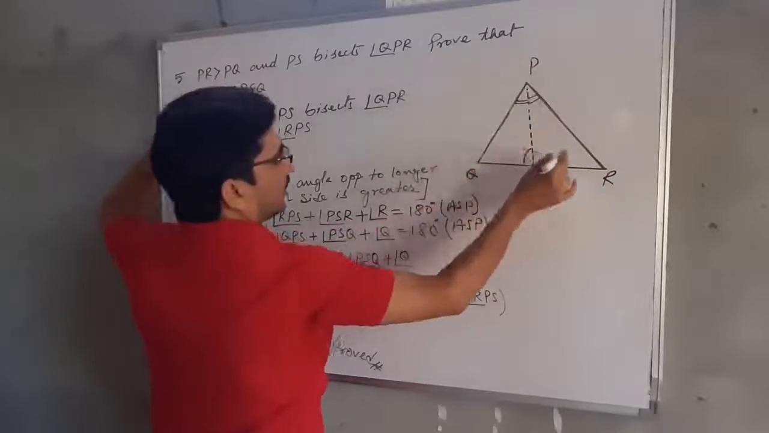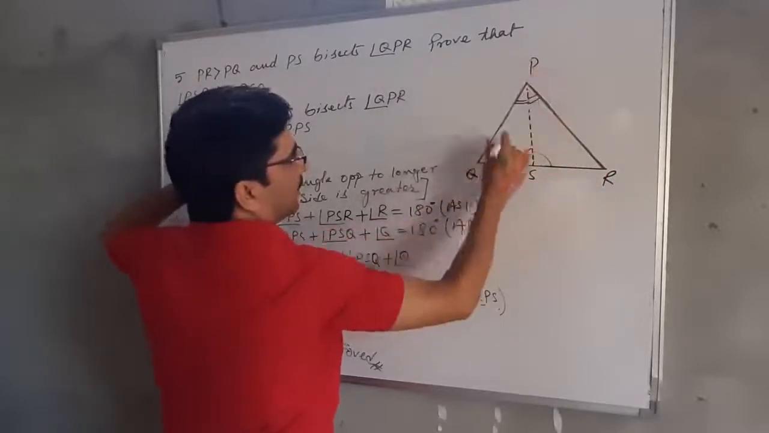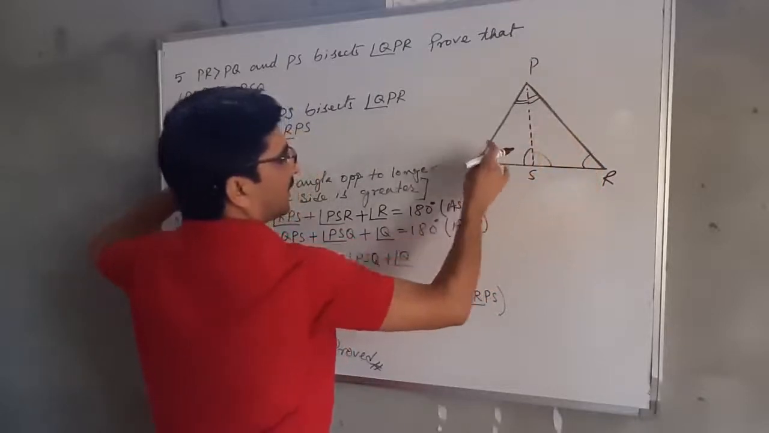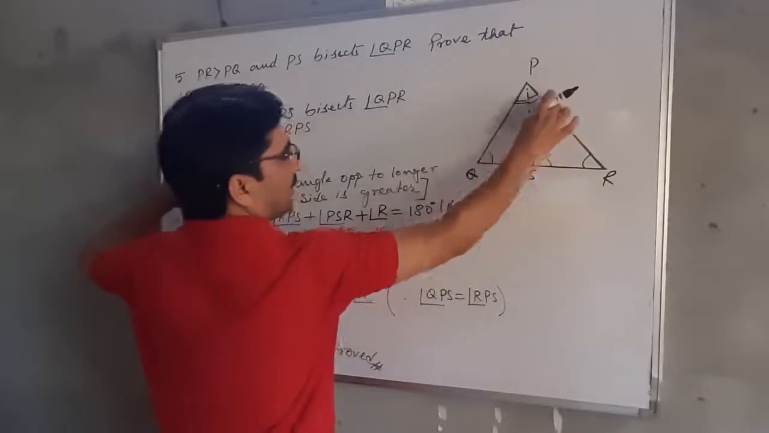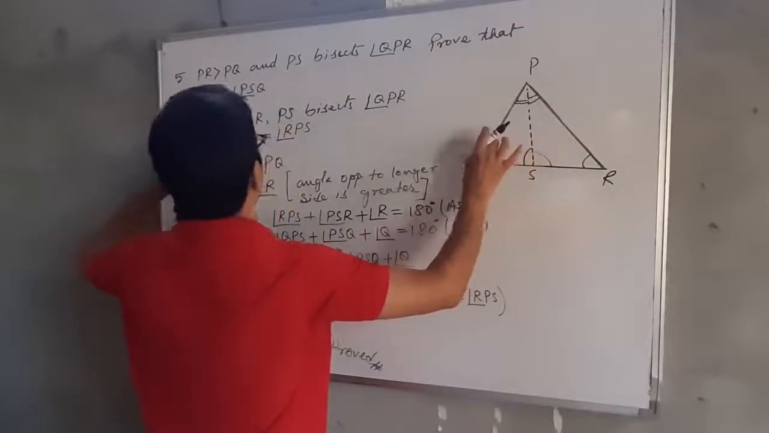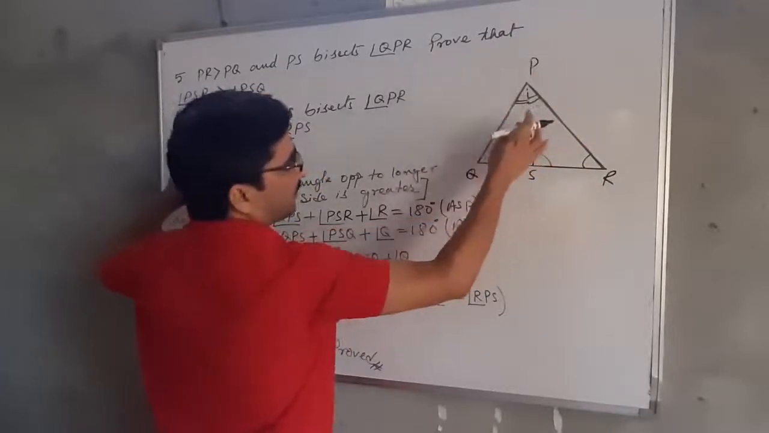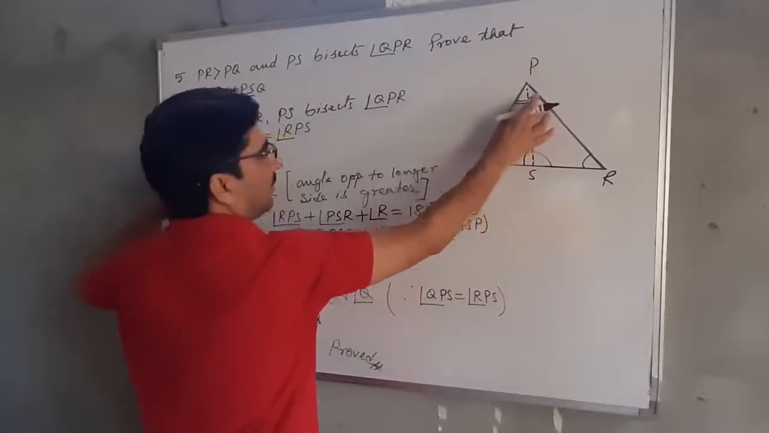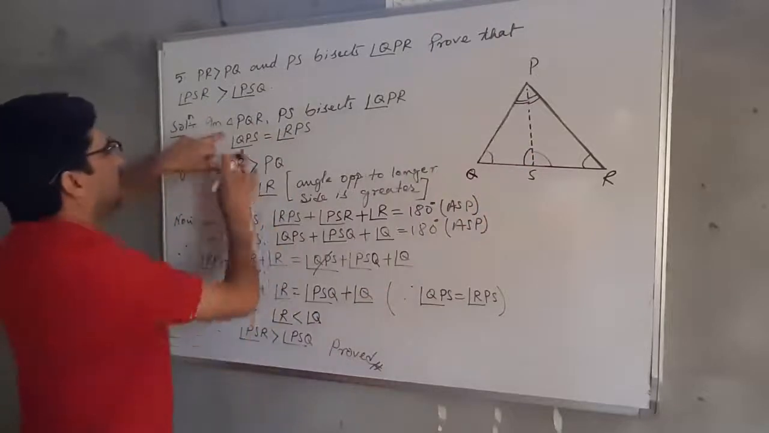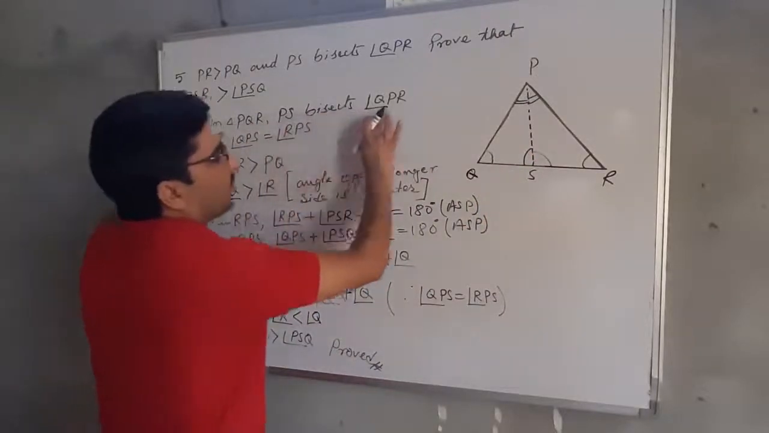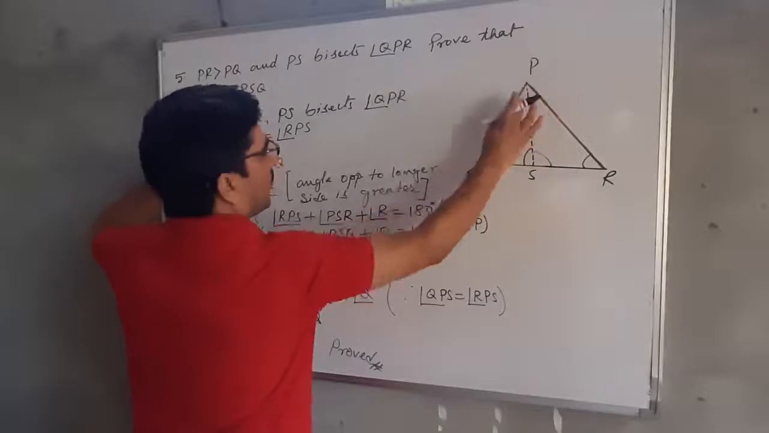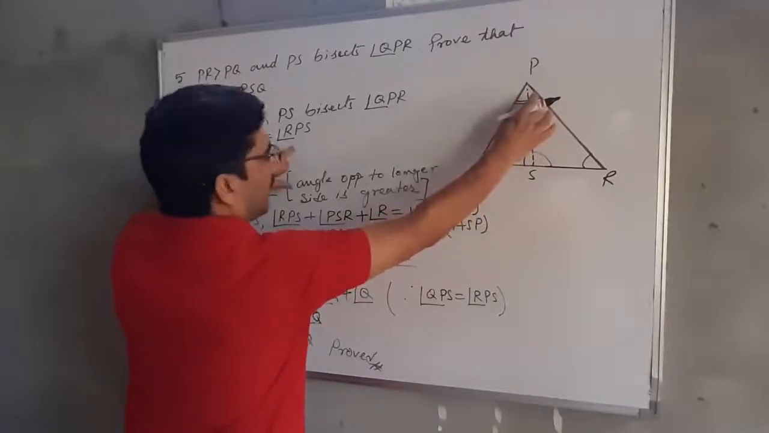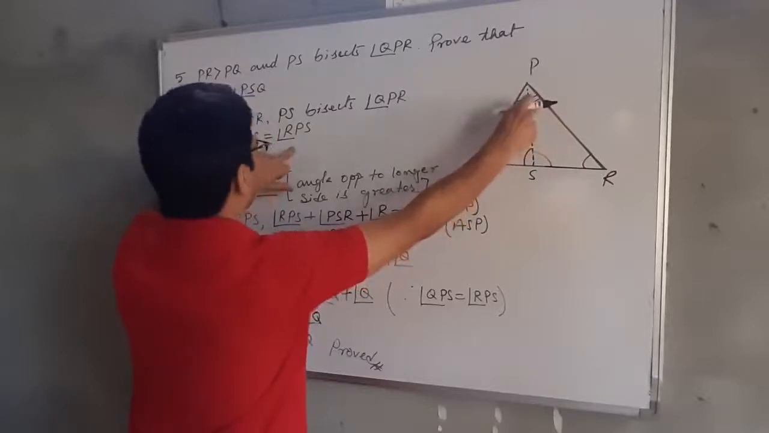PR is greater than PQ, that is given. That's why in this triangle, angle Q will be greater than angle R. The angle opposite to the greater side is greater. Okay. And another one is, since PS bisects angle QPR, these two angles are equal. In triangle PQR, PS bisects angle QPR. That's why this angle is equal to this angle, that is QPS equal to RPS.